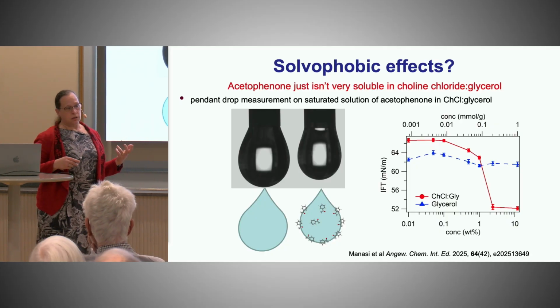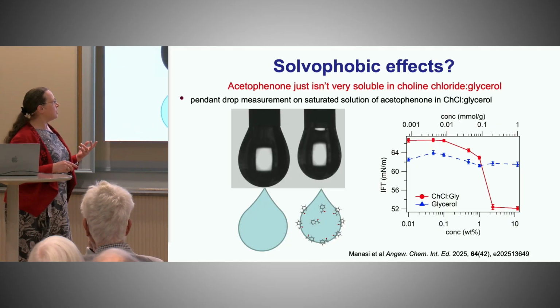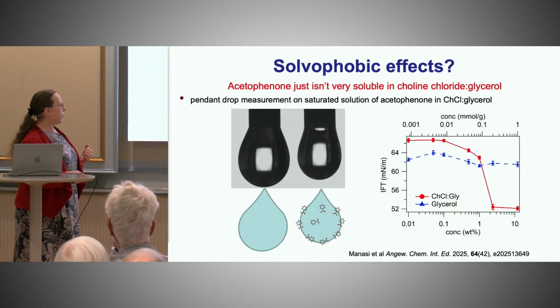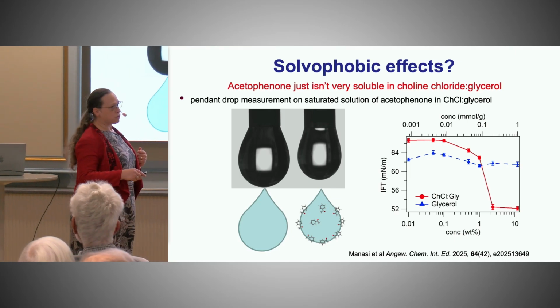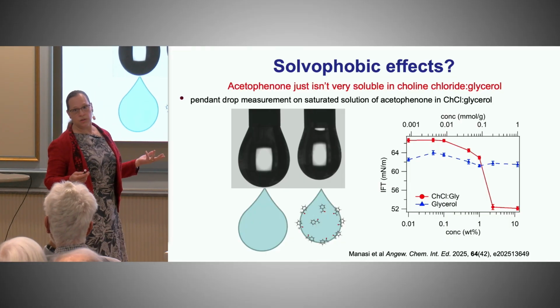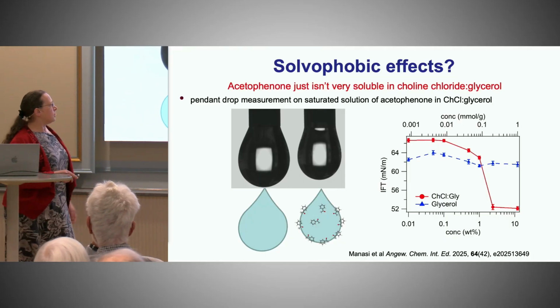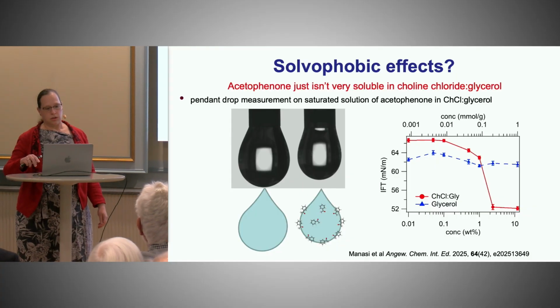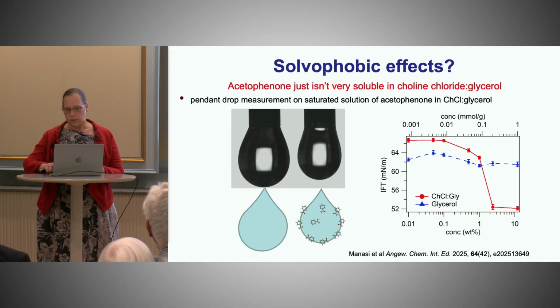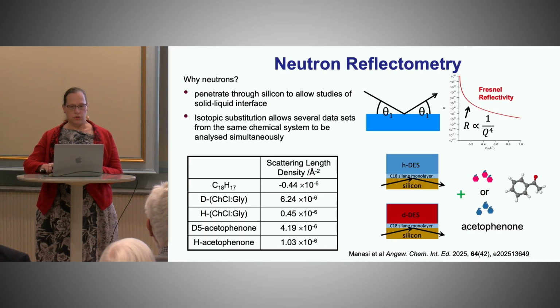So you can measure the change in the surface tension as you add more acetophenone into your choline chloride glycerol or pure glycerol. You see, it's very soluble in glycerol, so it just stays in the drop. It doesn't change the surface tension much at all. But in the choline chloride glycerol, it goes to the surface, changes the surface tension, and we can see that in these measurements. And to get a bit more proof, we decided to use neutron reflectivity.